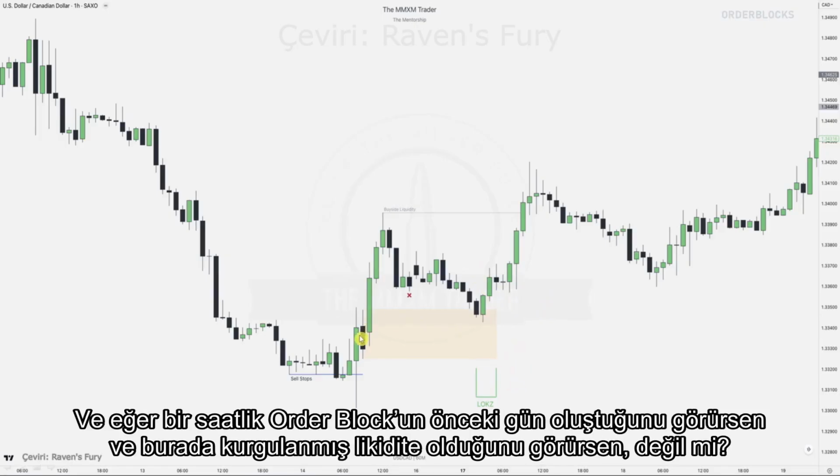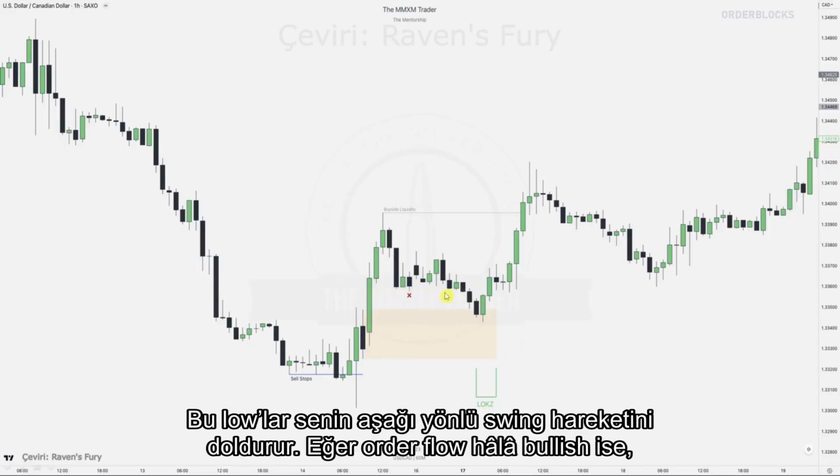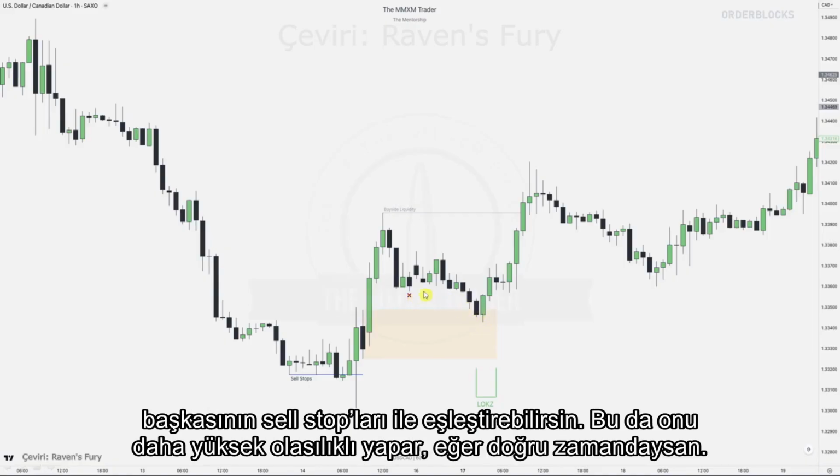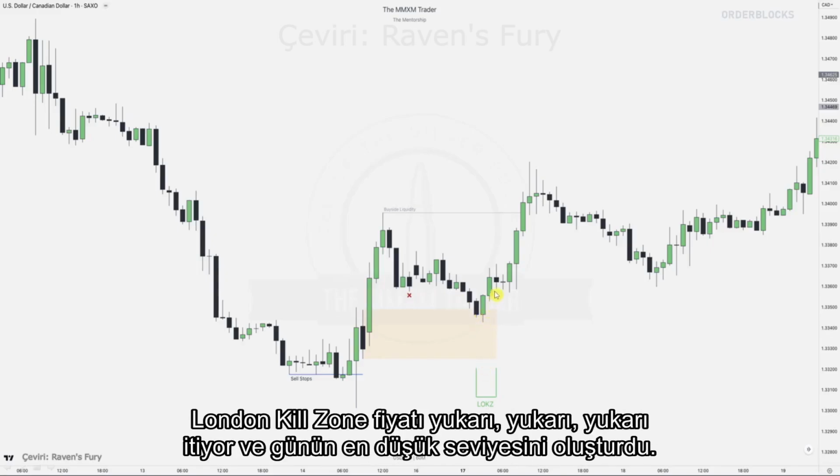And if you see that 1 hour order block created the previous day and you see engineered liquidity over here, right? These lows, this failure swing down here, you can expect, if order flow is still bullish, of course, they drop into this high probability order block, taking out those sell stops, and you can couple up your buy with someone else's sell stops, making it higher probability, the correct time, right? London kill zone, pushing up and up and up, creating low of the day.